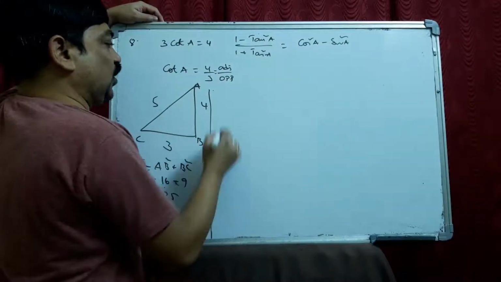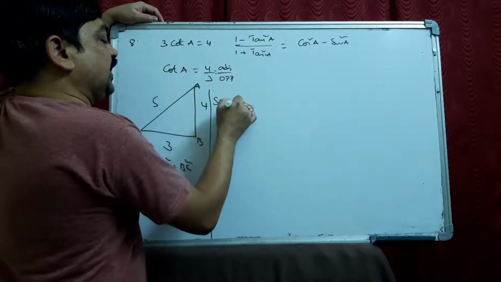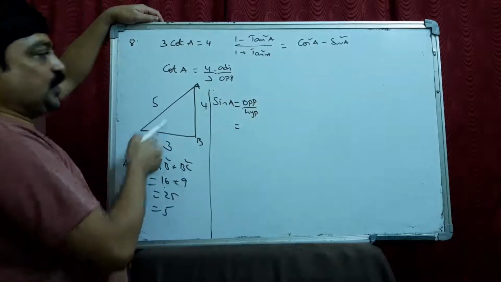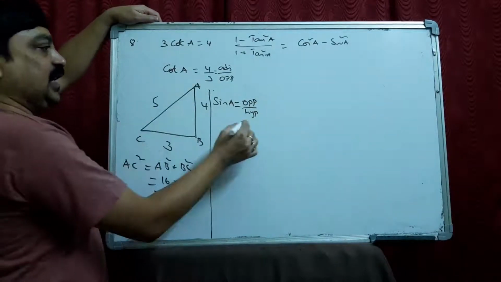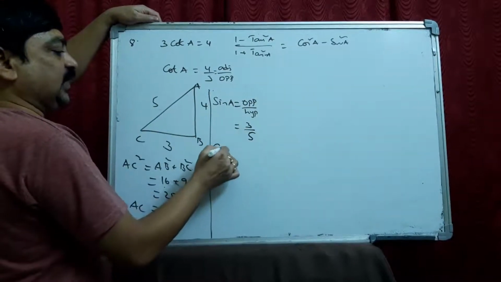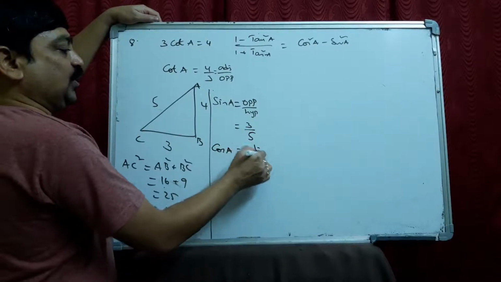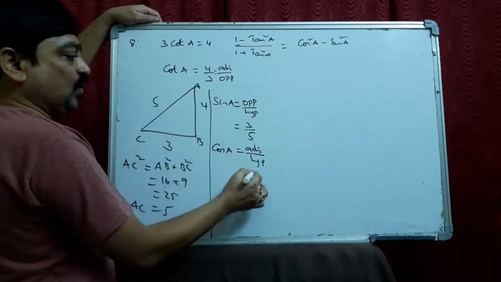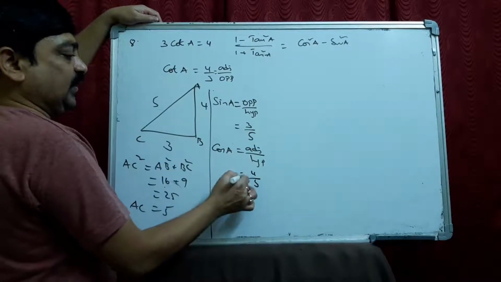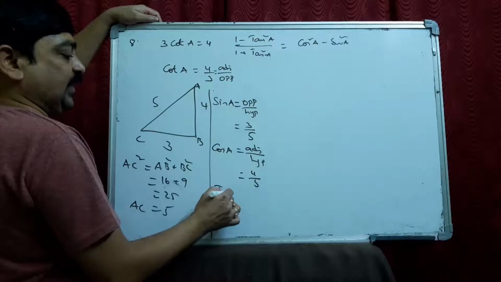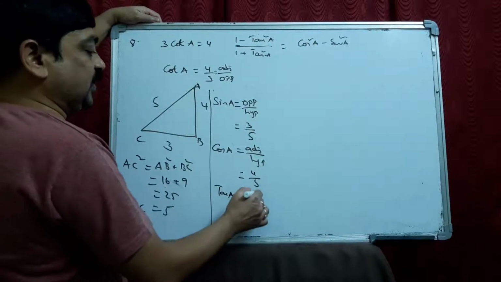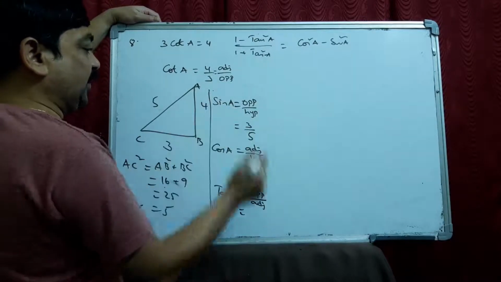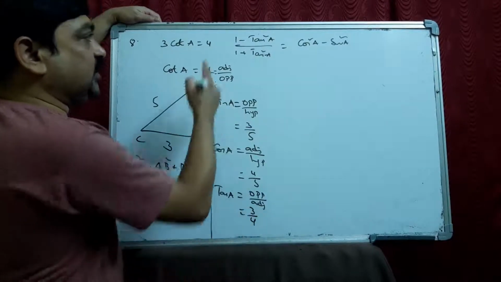Okay, let us find out the other trigonometric ratios also. We need sin A. Sin A is opposite by hypotenuse. Opposite to A, it is 3 by 5. And cos A. Cos A is adjacent by hypotenuse. Adjacent to A, it is 4 by 5. Now tan A also we need. Tan A means opposite by adjacent, to A. So 3 by 4. So let us substitute.